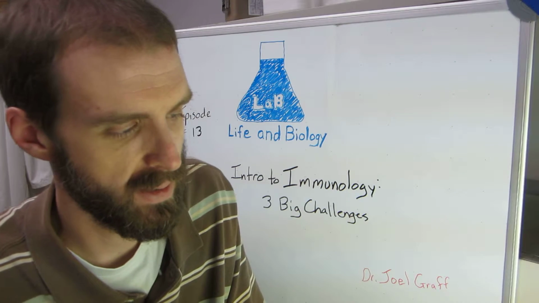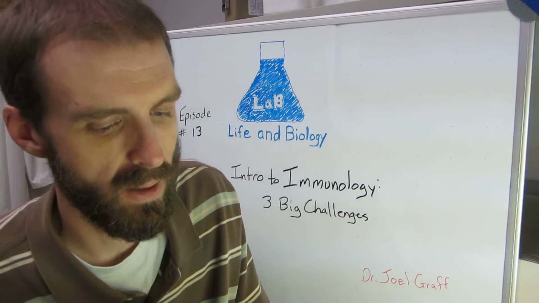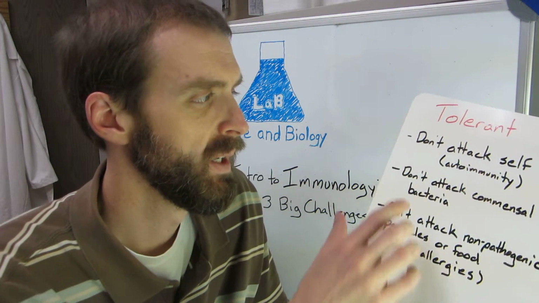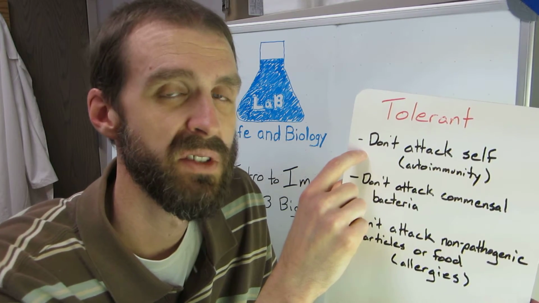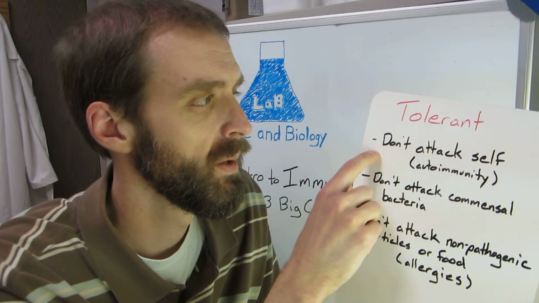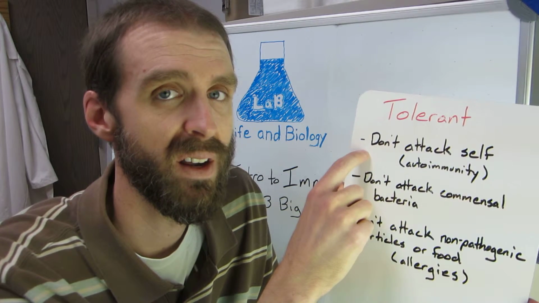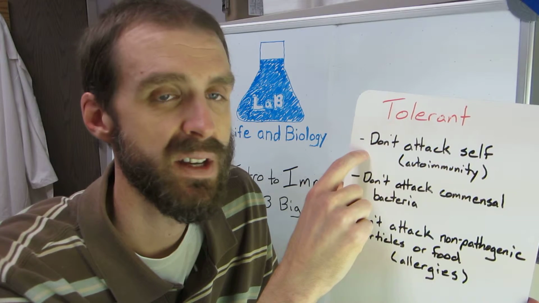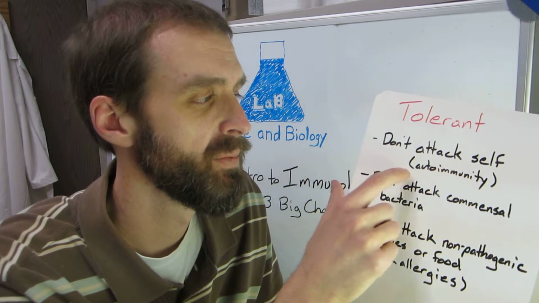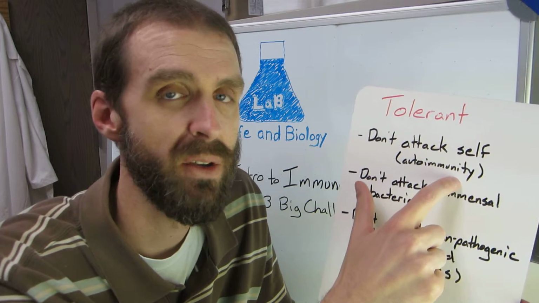The second challenge for an immune response is to be tolerant. So the first thing you'd want your immune system to know is not to attack yourself, right? So it needs to be on guard for anything that's out of the ordinary, but you don't want it to attack yourself. When that happens, it's called autoimmunity.